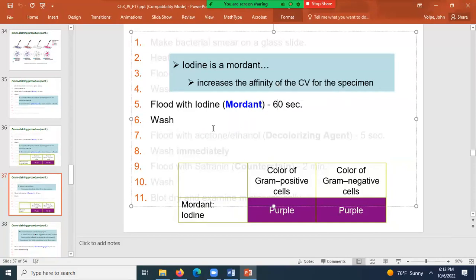After 60 seconds are done, you then wash off the iodine with cold water, and you apply the water gently. All cells will stain purple, but because of the iodine, it'll be a more purple color for both the gram positive and gram negative cells. It's not a blue purple color. And then you wash the iodine off. You dump the iodine off and then wash it off with the cold water.